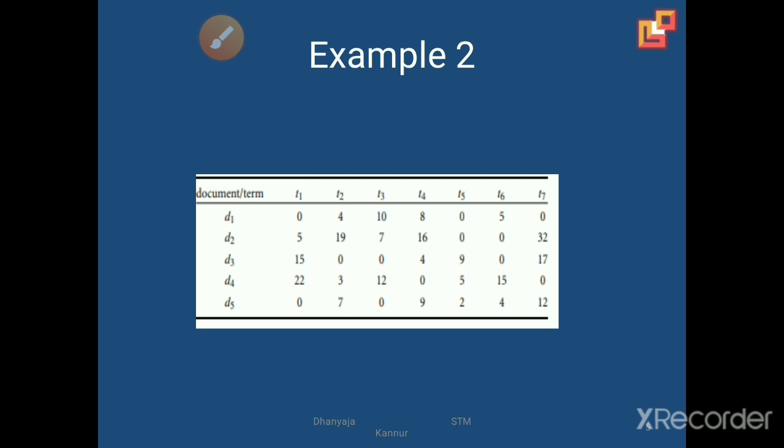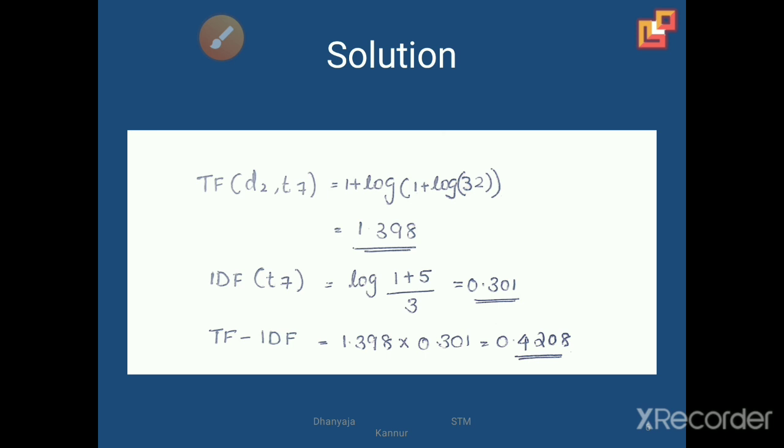By multiplying these two values, you will get the final TF and IDF value, right? Okay, so that is the way of solving the problems that come under TF and IDF. Hope all of you understood this session.